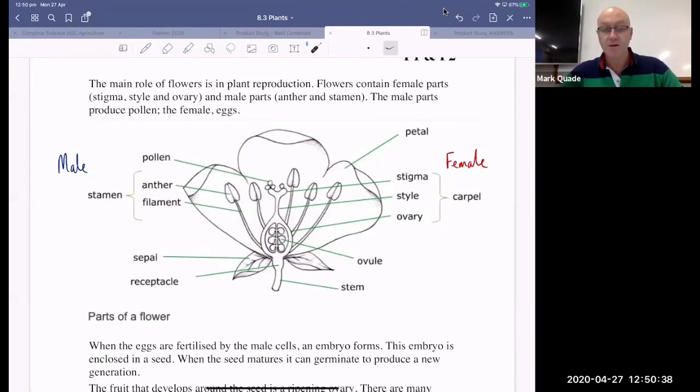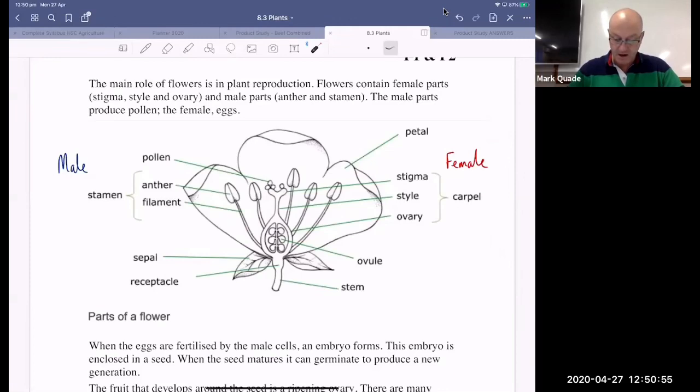Now, we're looking here at our female part of the plants. Collectively, we call them the carpel. We have the stigma up the top, the sticky stigma. It often is sticky so that the pollen sticks to it, okay?